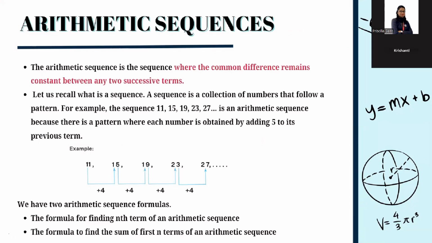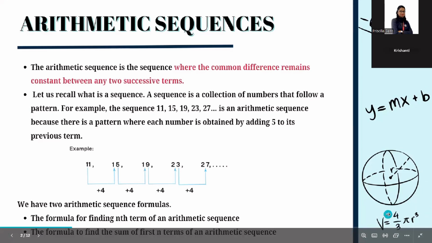So for example, you can see 11, 15, 19, 23, and 27, which is an arithmetic sequence because there is a pattern where each number is obtained by adding 4 to the previous term. So we have two formulas for the arithmetic sequence.